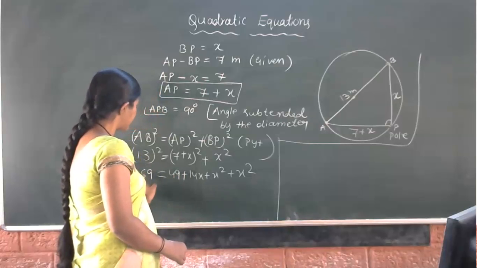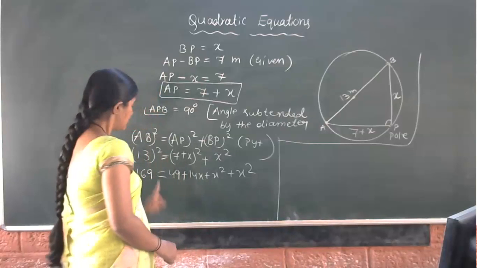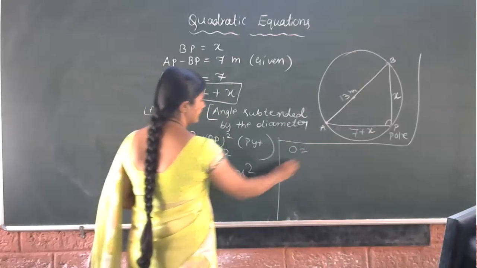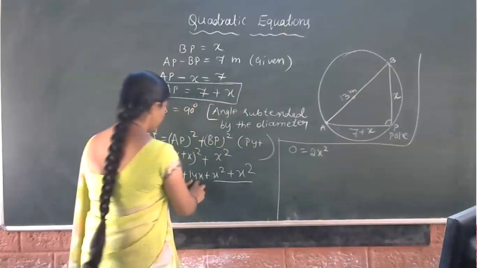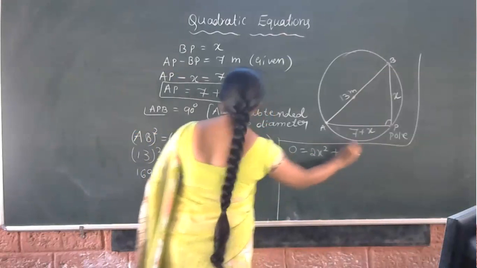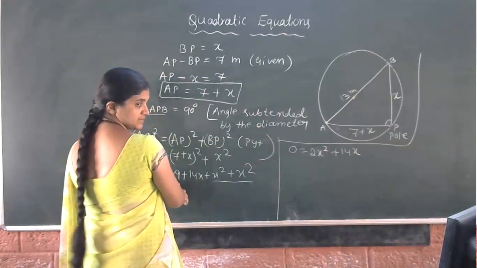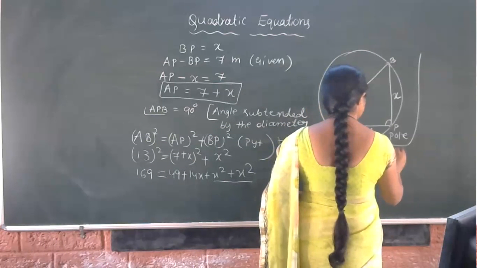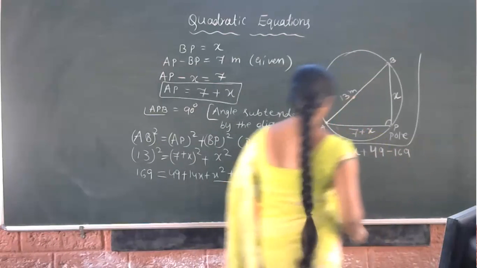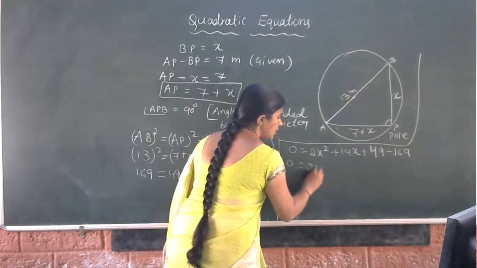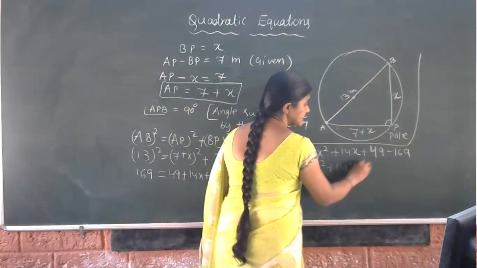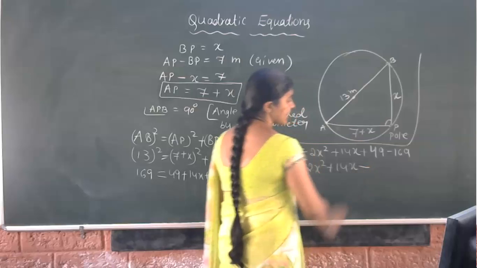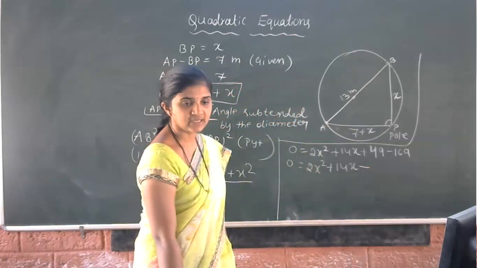Can I transfer? Sorry, we can take 169 to this side only now. We'll make this side 0. 0 is equal to, first x square, we will write 2x square, then plus 14x, then 49 minus 169. Let us write that step. Don't get confused. 49 minus 169. That is 0 is equal to 2x square plus 14x, and 49 minus 169, how much? You will get a minus answer, no? Yes, fast. How much?